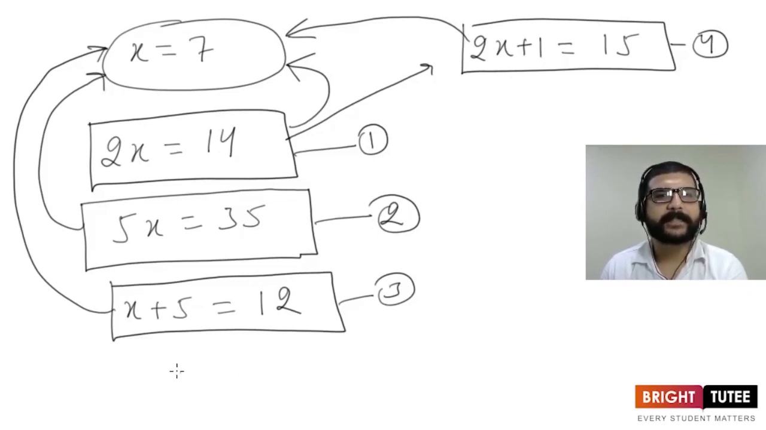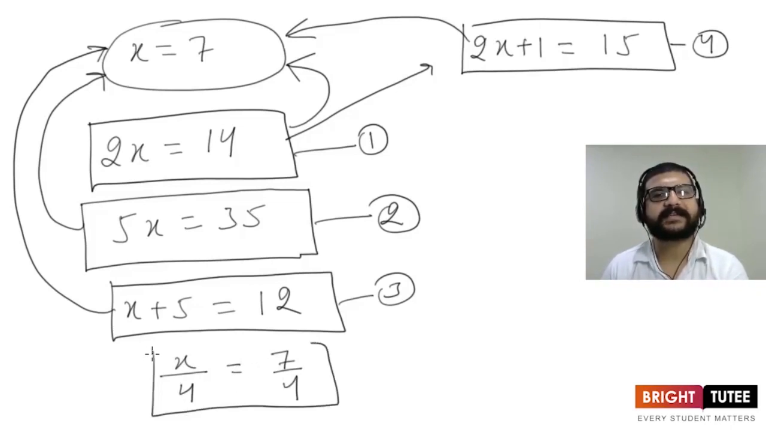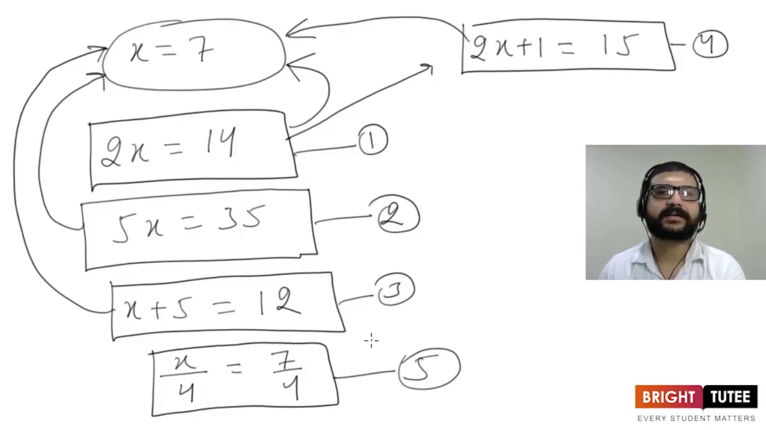Let's try it out. So let's divide both the sides with 4. We will get x upon 4 is equal to 7 upon 4. Now what is the solution of this equation? Again the solution of this equation is x is equal to 7 only. So this is the fifth equation which we got.